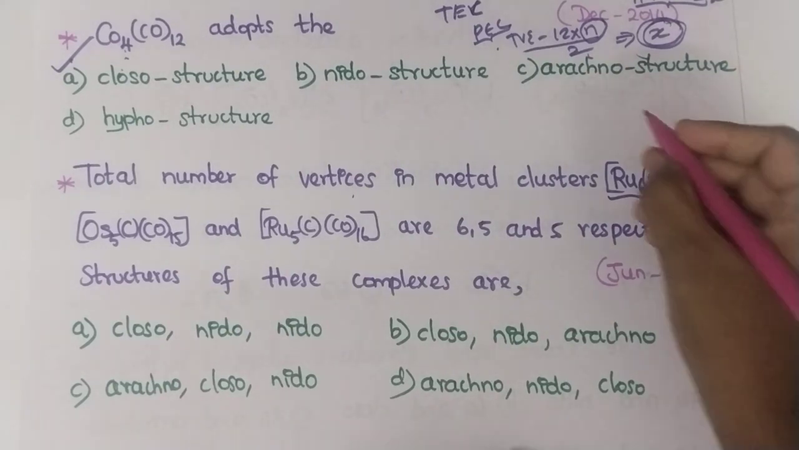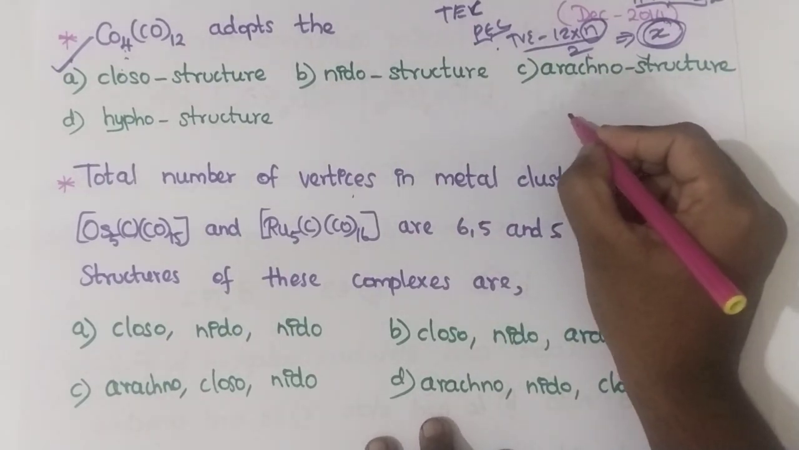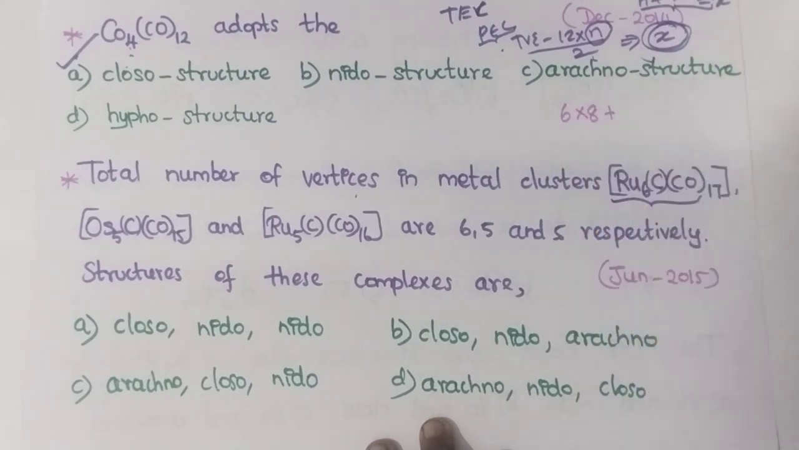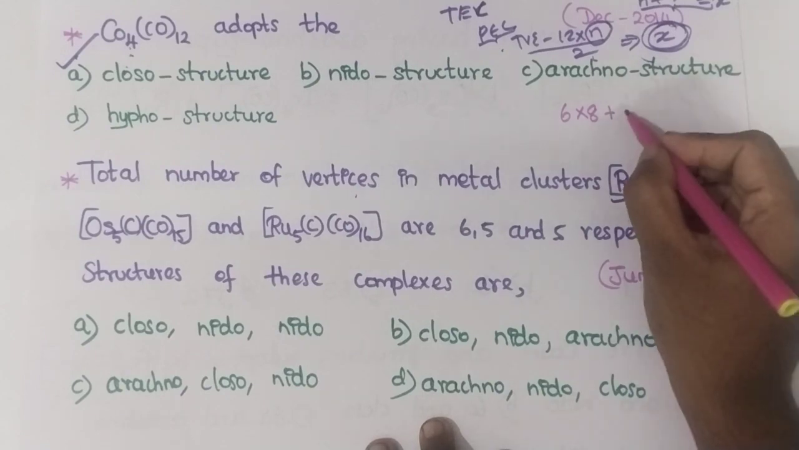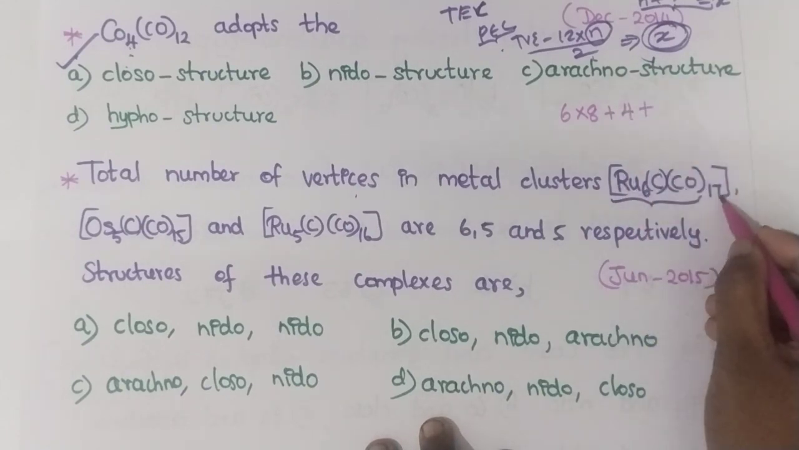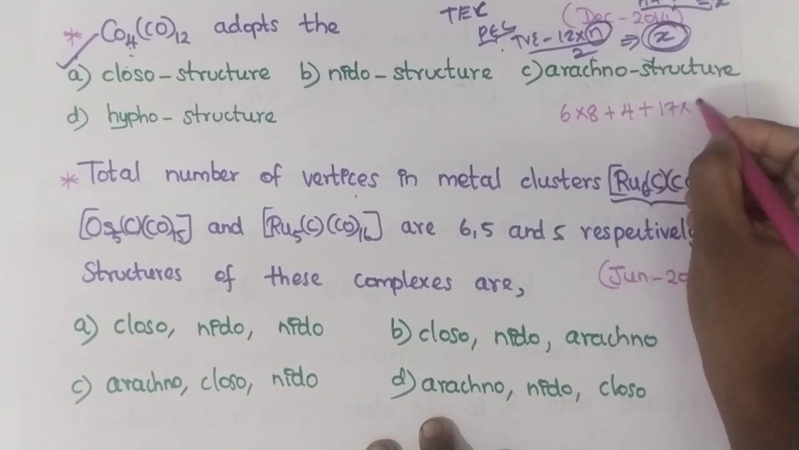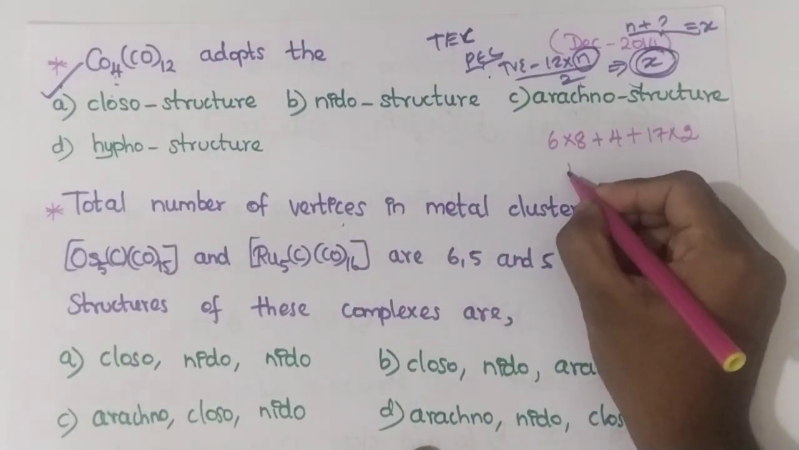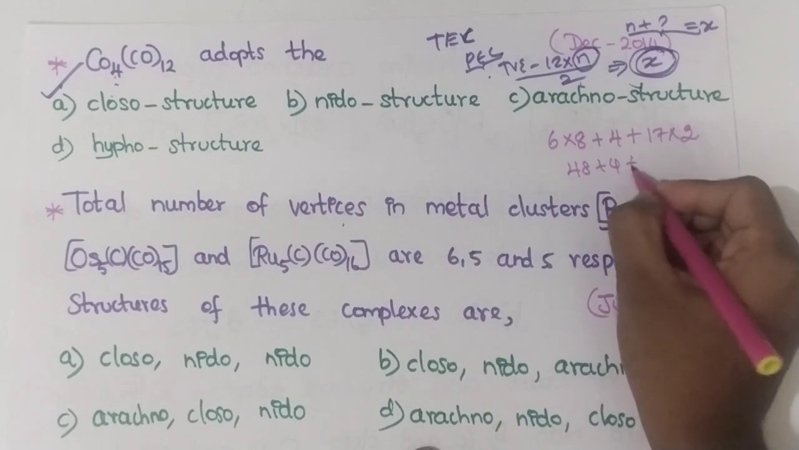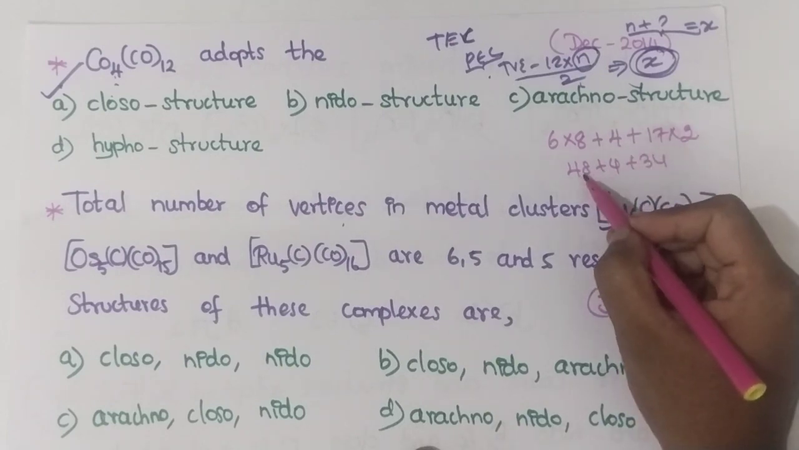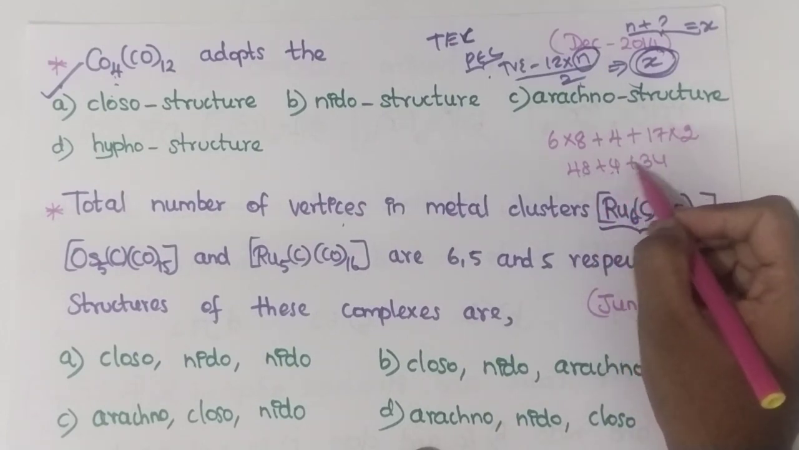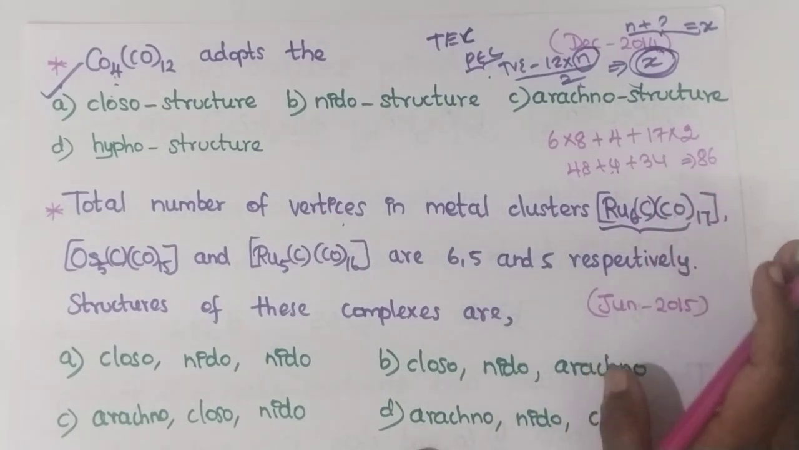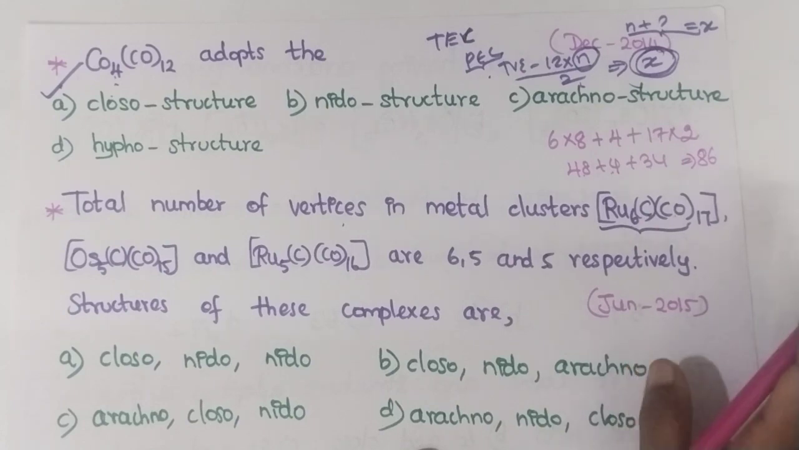See, in this case it is Ru6 carbon carbonyl 17, right? So ruthenium has a valence electron of 8. So 6 into 8, it is 48, plus 1 carbon, then 17 carbonyl. So 17 into 2, 34. So 48 plus 4 is 52. 52 plus 34, it is 86 is the total valence electron count, okay. Total valence electron count is 86.